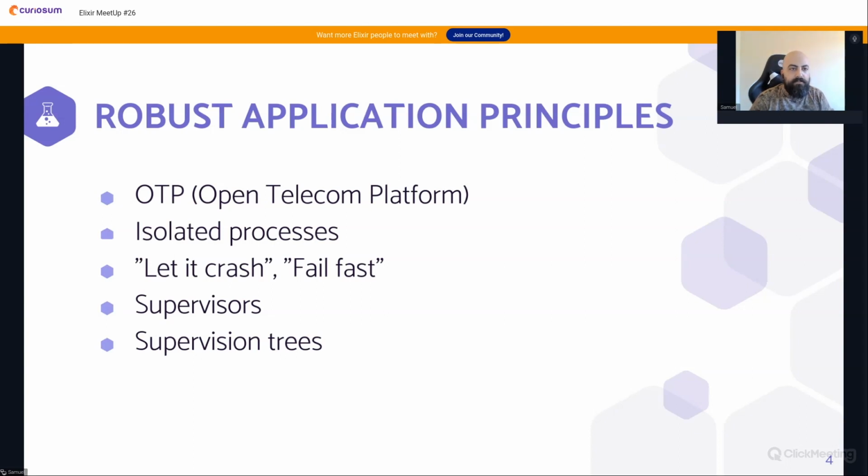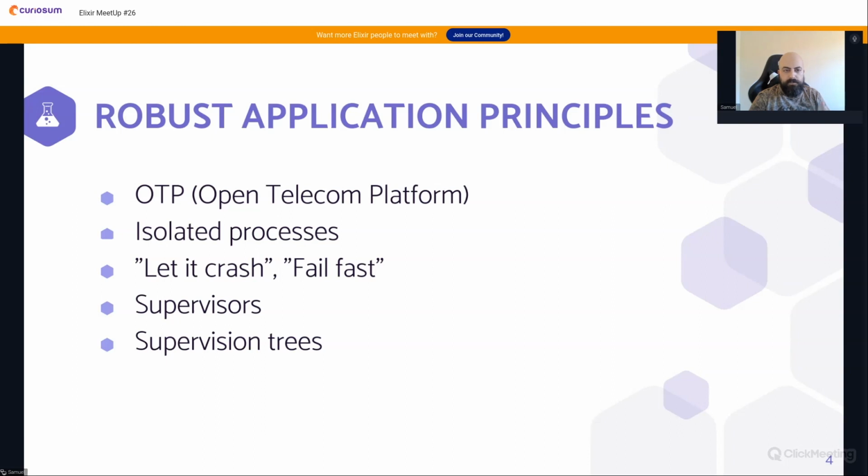And in Elixir, everything runs inside a process. Those processes are extremely lightweight. You can have hundreds of thousands and millions of them running at the same time in your application. By default, those processes don't communicate with each other. So if one of them fails, it will not affect the other processes. The other ones will continue with their lives.